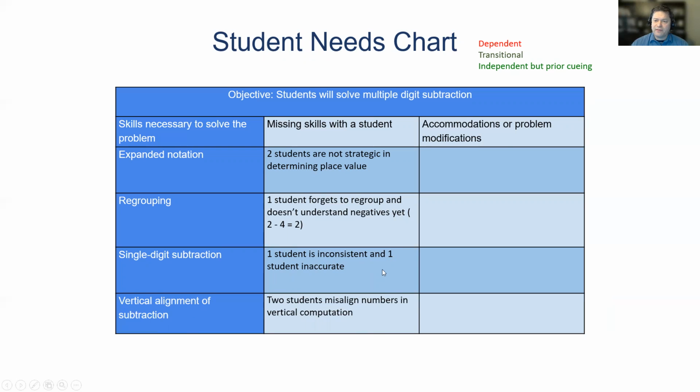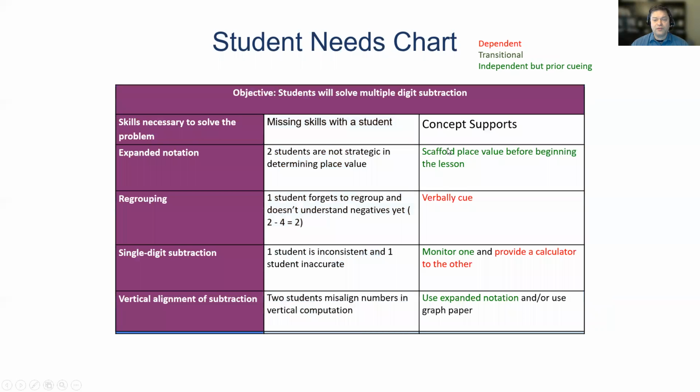So what's he going to do about that for those students? Well, here's the supports he's going to provide: those accommodations, modifications, or specially designed instruction. He's going to look at scaffolding place value before the lesson. I noted that in a color coding system here. That's independent. I want my students to be as independent as possible.